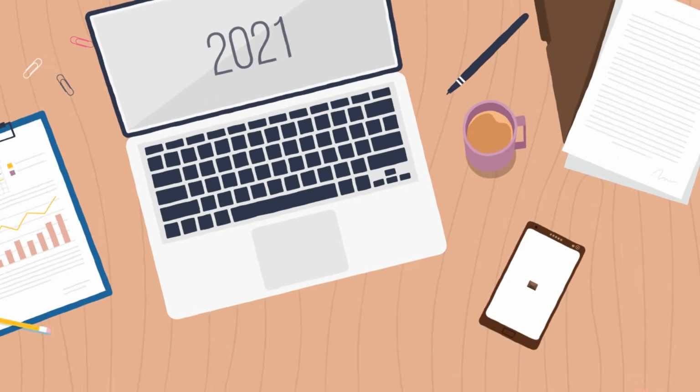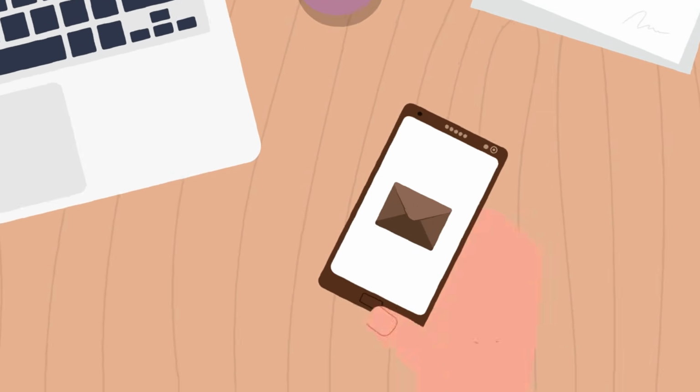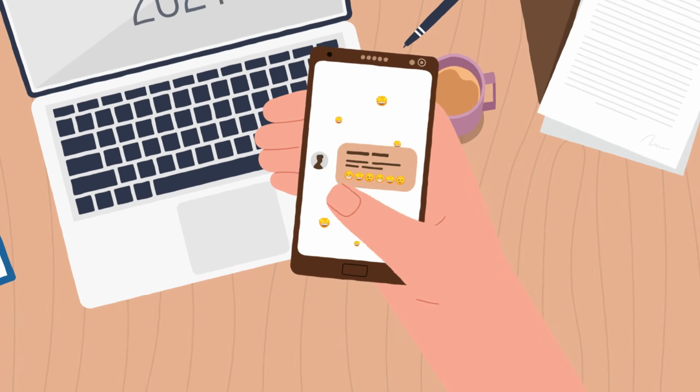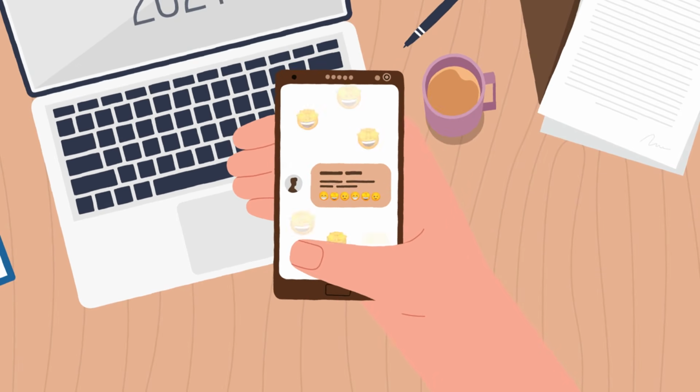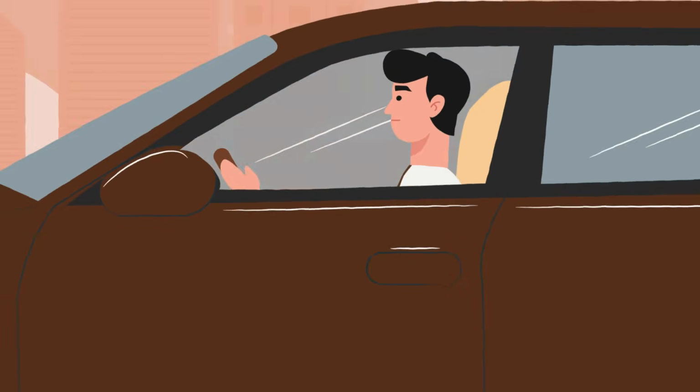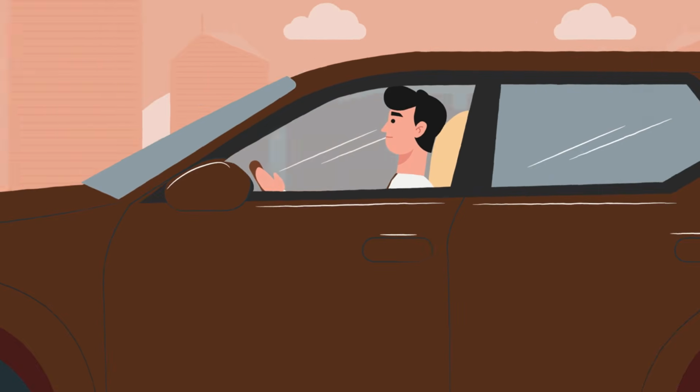Right when you're packing up your stuff, you get the best text of the day. Your friend's having a party this evening. You RSVP with a bunch of emojis. You run out of the building and drive home to shower and change.